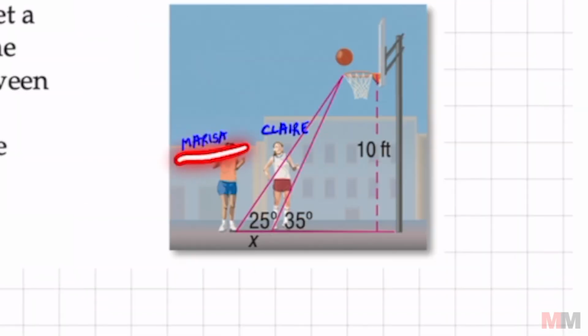How far is Marisa from Claire? And that is represented with the letter X right here.